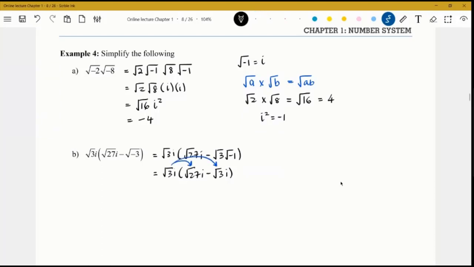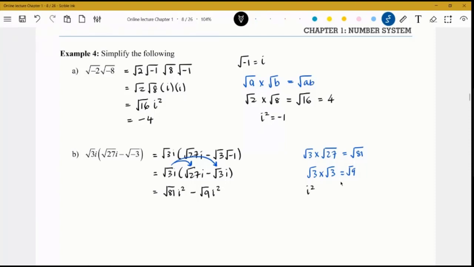So you have to expand. Okay, if we expand, we encounter square root 3 times square root 27. So 27 times 3 is how much? 81. Okay, so we end up with square root 81. And then i meets i, we get i squared. Minus square root 3 times square root 3. So we are going to have square root 9. Okay, so it is square root 9, and then i is i squared.